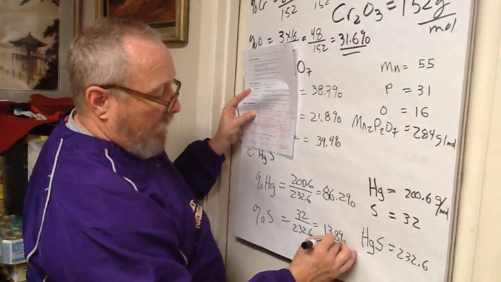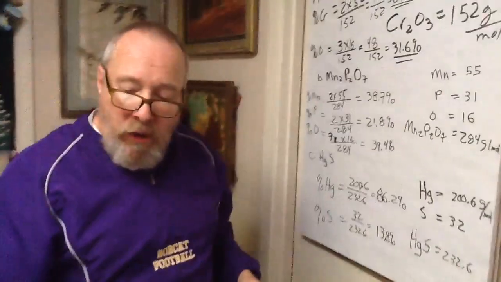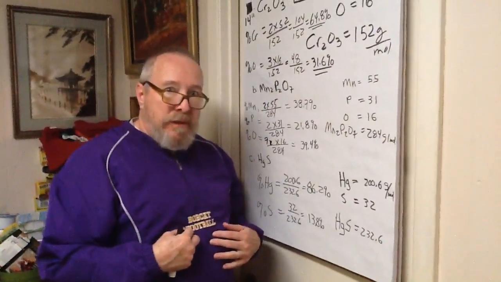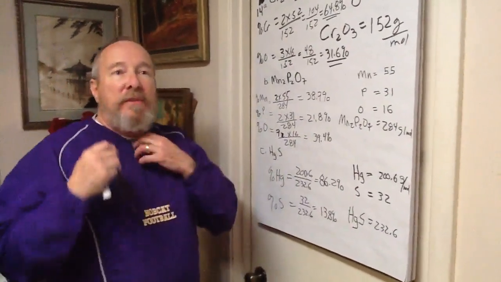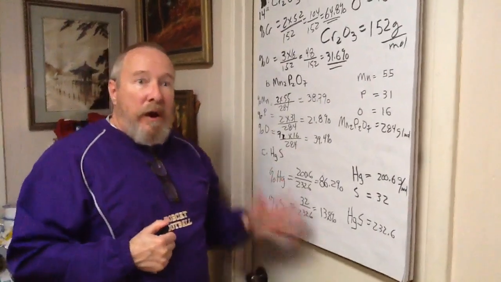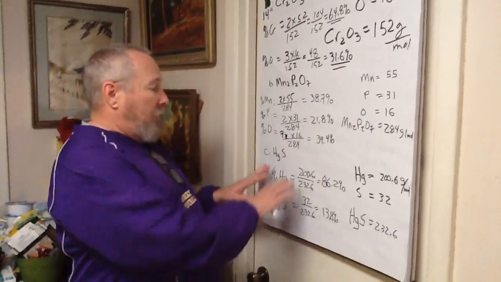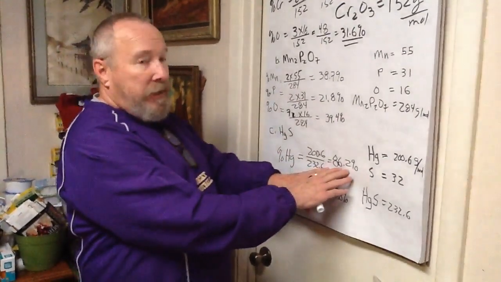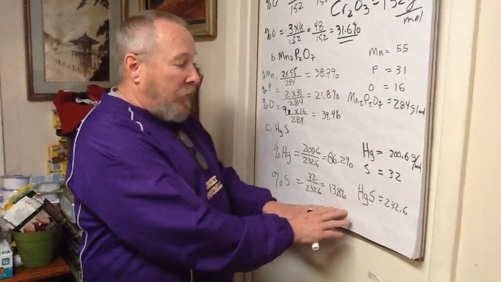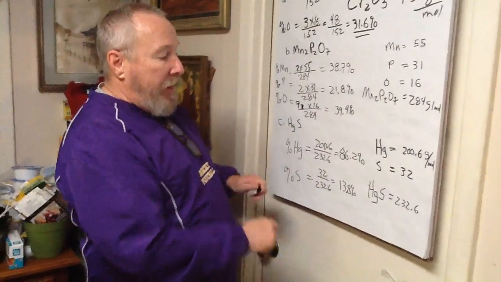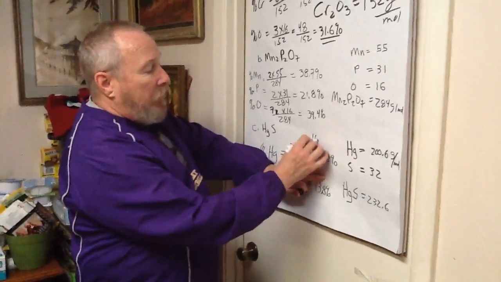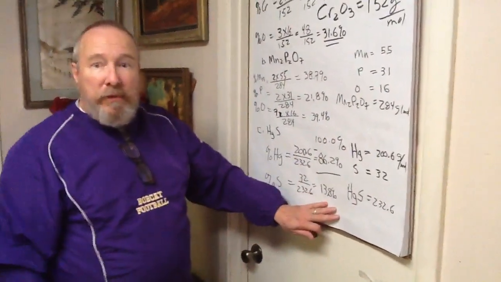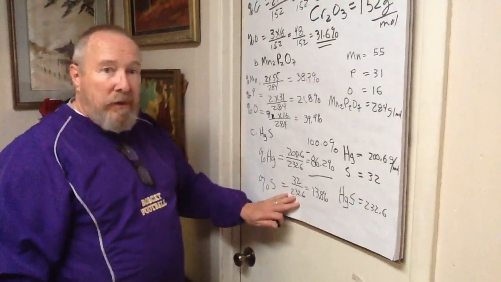13.8%. One other thing is that if you only have one element remaining to calculate, you can subtract the percentages of the other elements from 100 to get your answer. This is a good example, it's only mercury and only sulfur. Once I calculate the percent mercury, everything else must be sulfur. So all I have to do is subtract the 86.2% from 100%, and that would leave me my 13.8%. So I didn't have to go through the math and do the division.